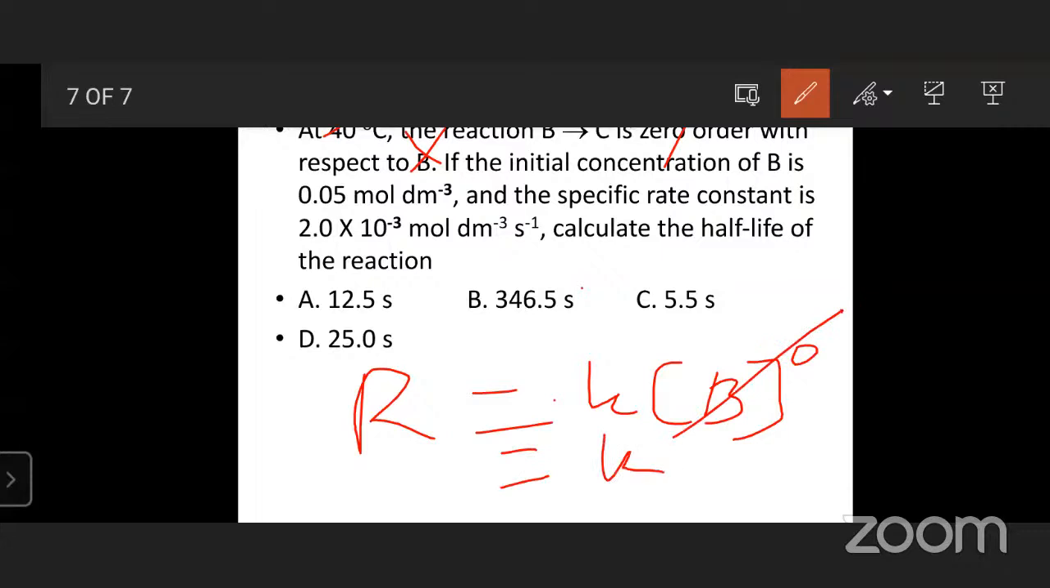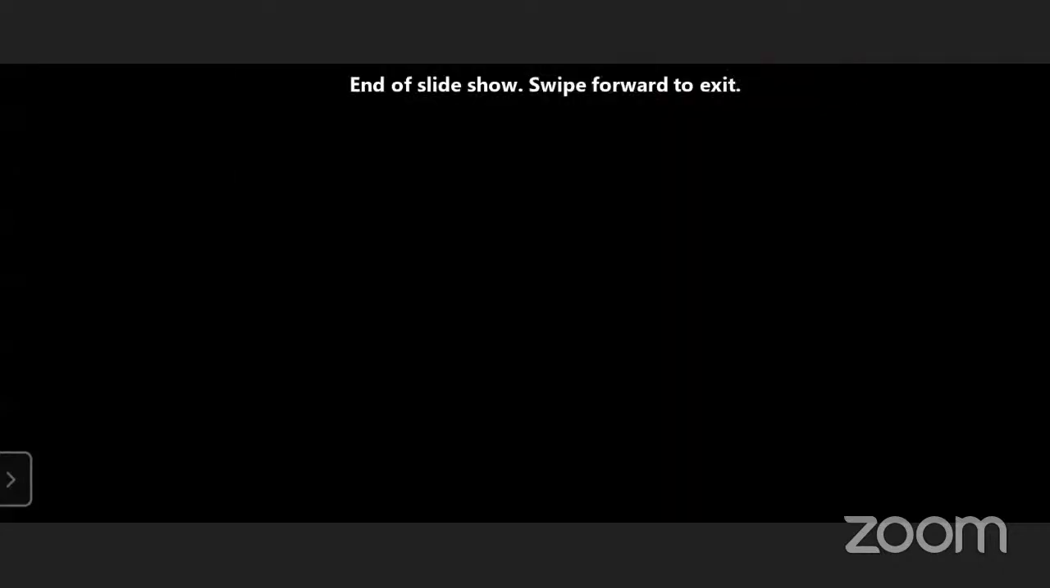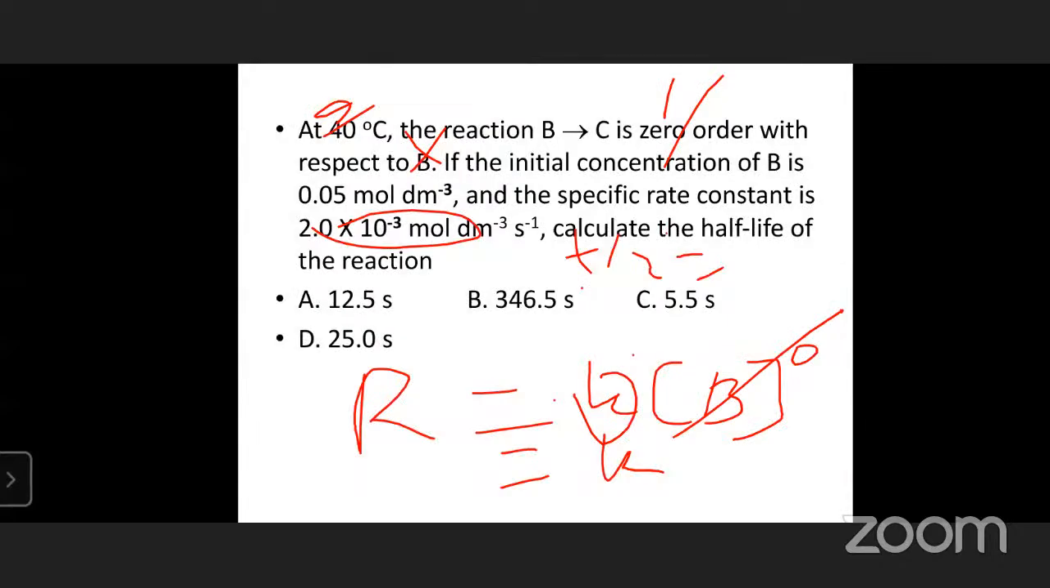Can you, with the specific rate constant, calculate the half-life of the reaction? Immediately you know K, and you know the initial concentration. Calculate the half-life. You know the relationship for 0 order. I taught you the half-life for 0 order reaction. Go and look for the half-life from the note I gave you earlier. Once you know K and the initial concentration, you can calculate the half-life. So that is the last question for that.